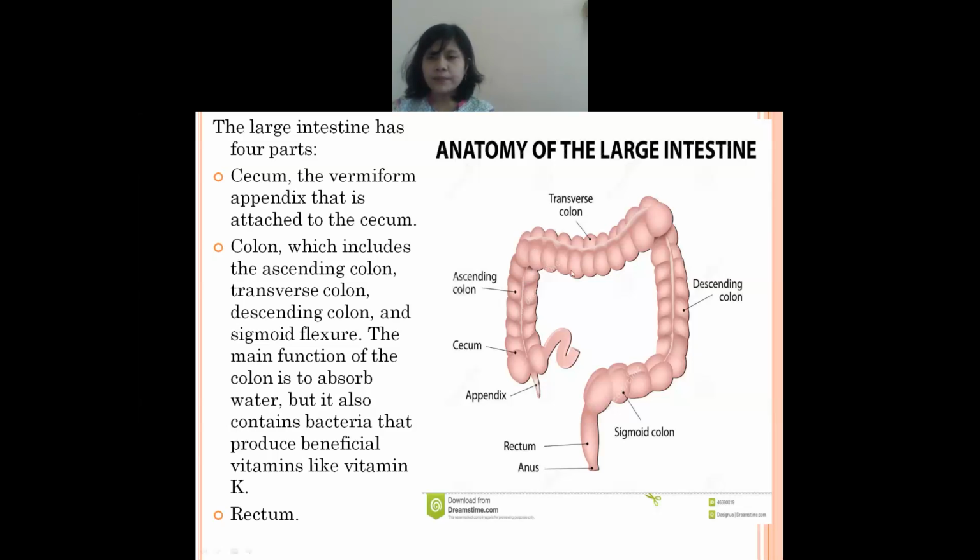This colon is divided into four parts: ascending, transverse, descending, sigmoid. And what will they do? This colon will help in absorbing water. Inside this colon there's bacteria, and this bacteria is beneficial for your body. In what way? Because this bacteria have some vitamins, like vitamin K. Vitamin K is there in this colon. And at last your rectum.